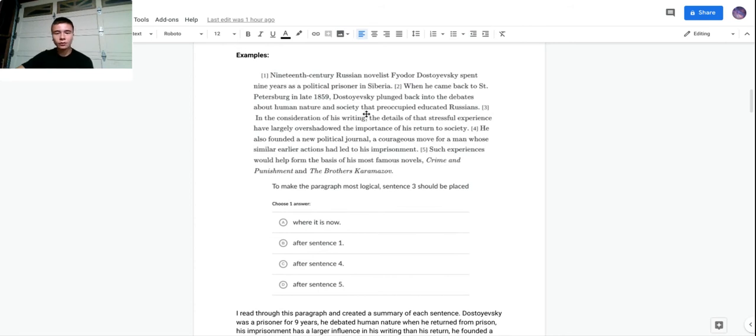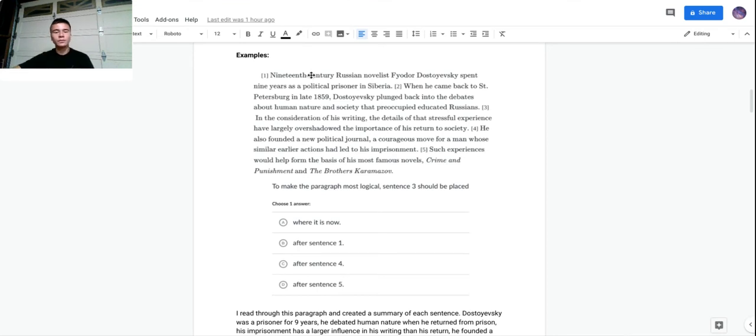So let's look at sentence 3. In the consideration of his writing, the details of that stressful experience have largely overshadowed the importance of his return to society. All right, so I'm going to go through my first step, which is reading through it and putting all the sentences into my own words.